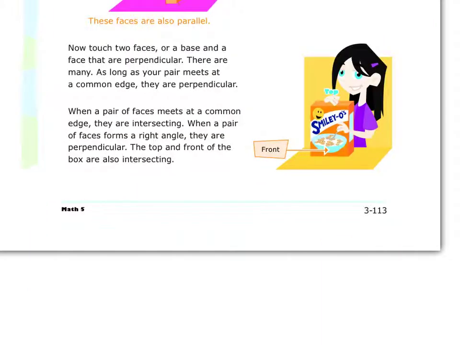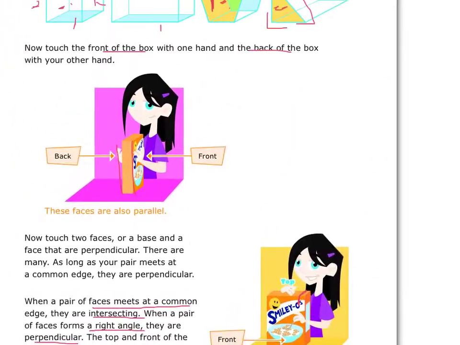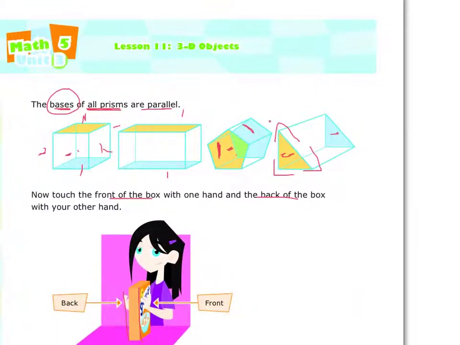Now when you are talking about faces meeting an edge, so where the front and the top meet, for example, if it forms a right angle, they are perpendicular. If they do not form a right angle, they are intersecting. Just as our triangular prism up here, we can see they do not make a right angle here, they are intersecting. They do not make a right angle here, they are intersecting. They do make a right angle here, it's perpendicular.